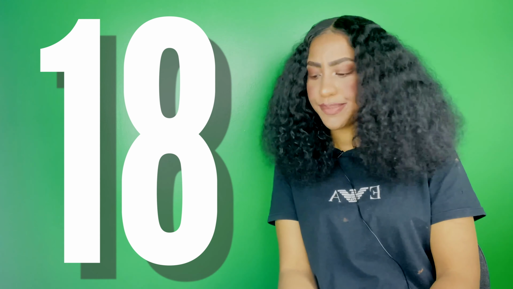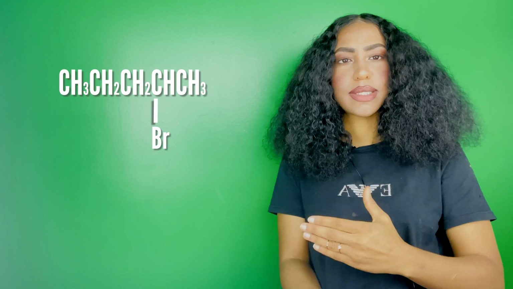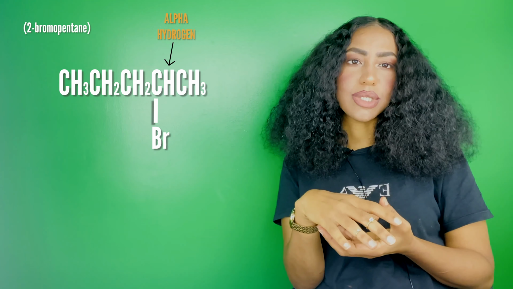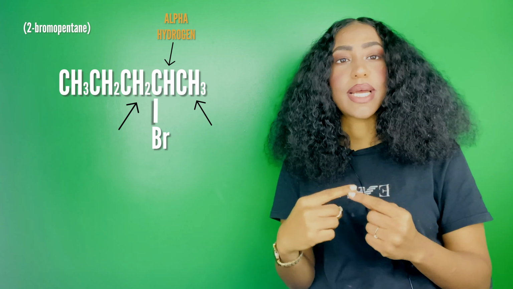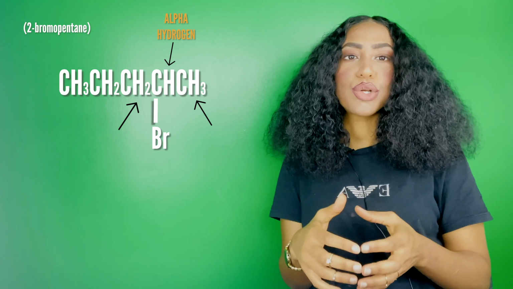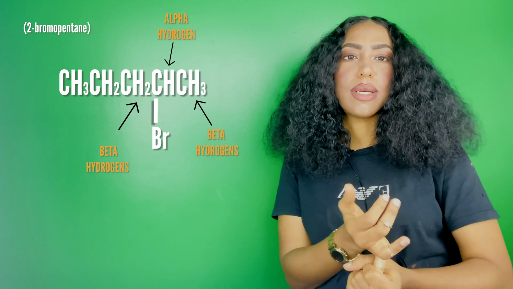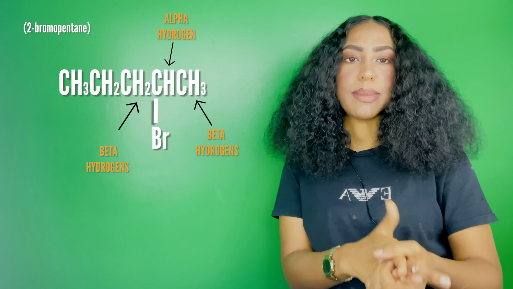Question number 18. What are alpha and beta hydrogens? Let's take a look at this alkyl halide right here. All the hydrogens attached to the carbon holding the halogen are known as alpha hydrogens. All the hydrogens attached to carbon atoms adjacent to that carbon atom holding the halogen are known as beta hydrogens. Both E1 and E2 reactions involve the removal of a beta hydrogen to form an alkene.